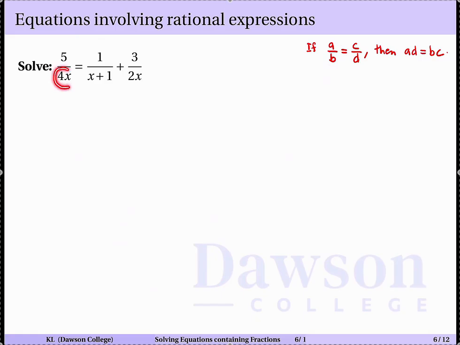The denominator of this is 4x, the denominator of this is 2x. So if we just multiply both the numerator and denominator of this fraction by 2, then the denominator will also be 4x. Then we can easily combine it with this expression. So if we do that, we will have 5 over 4x minus 3 over 2x equals 1 over x plus 1.